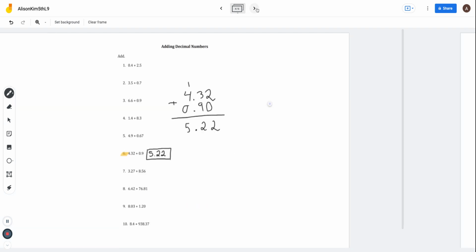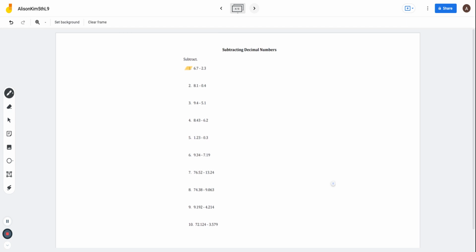Okay, so now we're going to move on to subtracting decimal numbers. Subtracting decimal numbers is the same thing but just subtracting. So once again, we need to make sure that the decimal points match up. So we got 6.7 minus 2.3. So I'm going to write down 6.7 first. And I'm going to put 2.3. Oh, and I'm sure you guys know this already, but make sure that the number on top is always the greater number when you're subtracting. If it was 2.3 minus 6.7, that would not make sense at all.